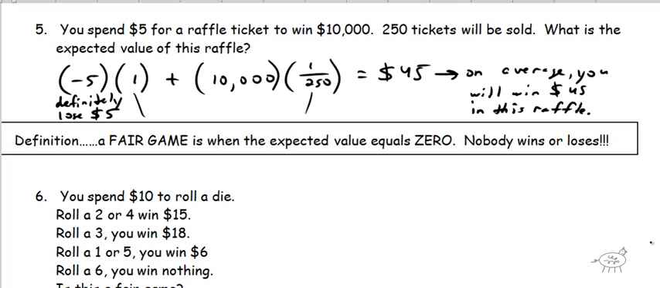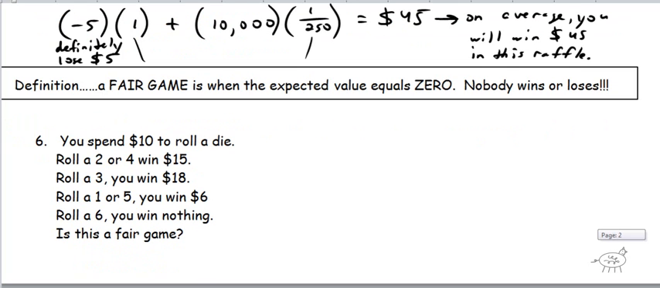Okay, last thing on this sheet here, math fans, it's a definition. A fair game is when the expected value equals 0. Okay, that's important. People get confused and they say 1 sometimes. Think logically. If I said the expected value is 1, that means I'm winning $1. It's not a fair game. If it's 0, the casino's not winning or I'm not winning. Okay, so a fair game is expected value is equal to 0. Nobody wins and nobody loses.